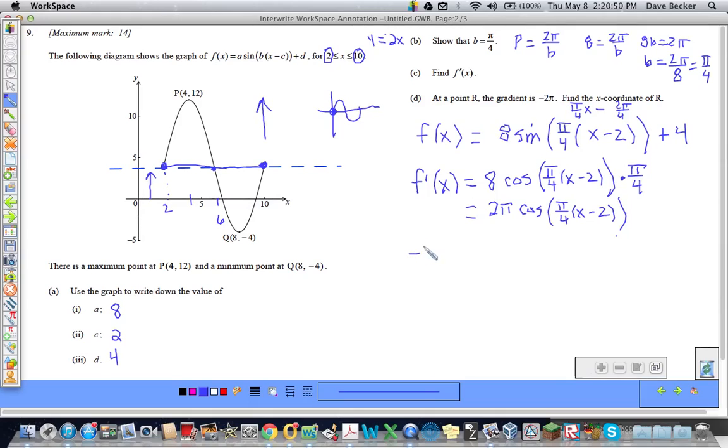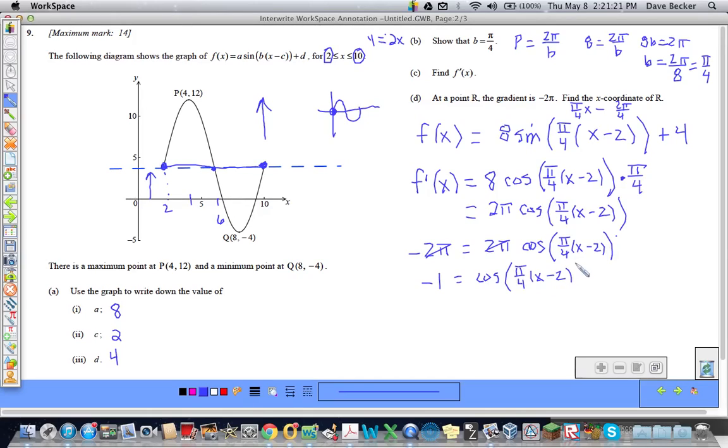Well, we're trying to find the value of x for which the gradient, or the slope, is negative 2 pi. So we just say negative 2 pi equals 2 pi cos of pi over 4 times x minus 2. Look, these cancel. Now there's a 1 here. It's like you're dividing both sides by 2 pi. So I have negative 1 equals cosine of pi over 4 times x minus 2.